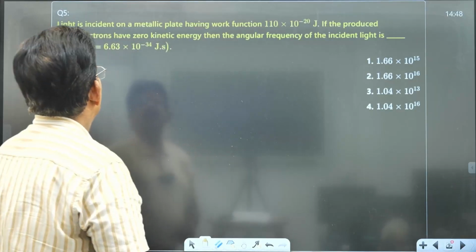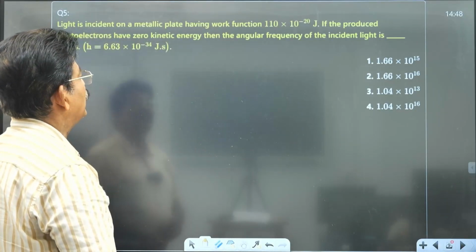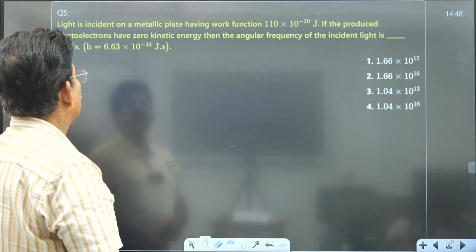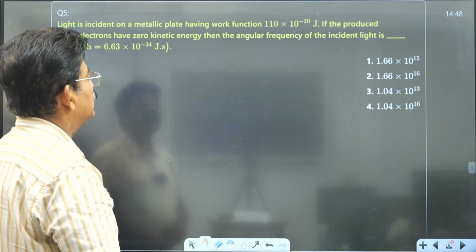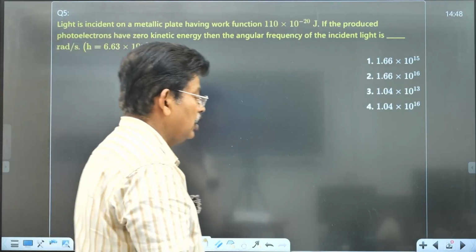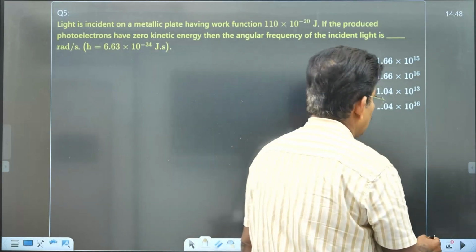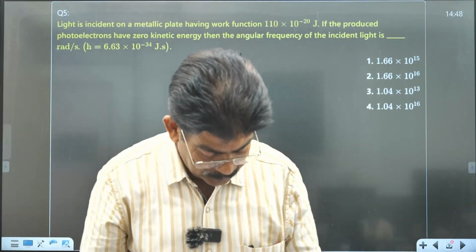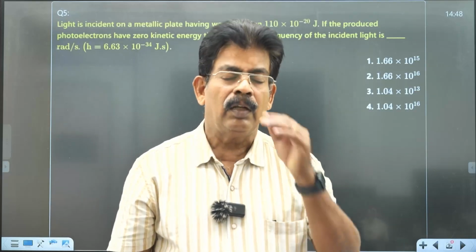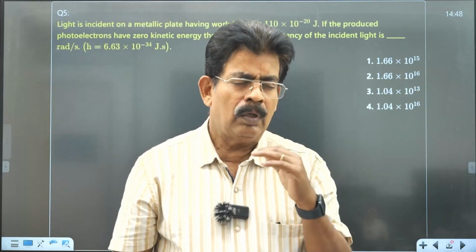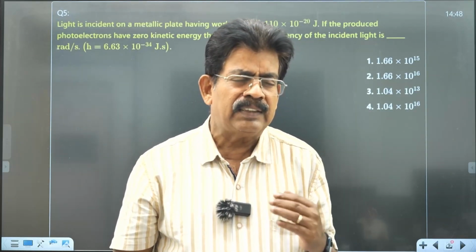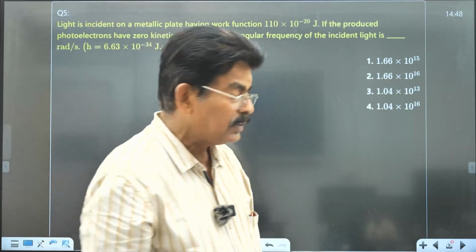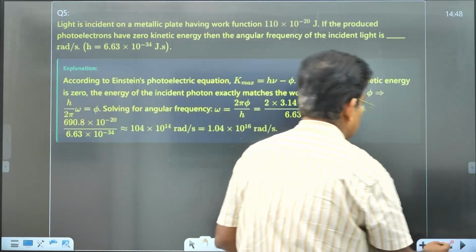Now, light is incident on a metallic plate having a work function 110 into 10 to the power of minus 20, producing photoelectrons of zero kinetic energy. We need the angular frequency. So tell me, what is the meaning of zero kinetic energy? Zero kinetic energy means the incident energy is just equal to the work function. Okay.